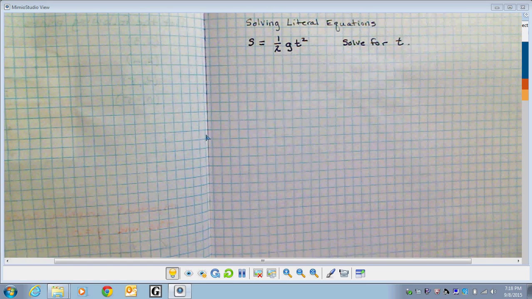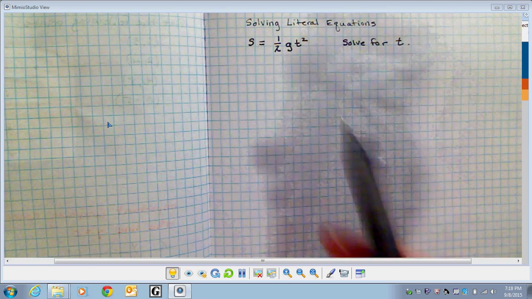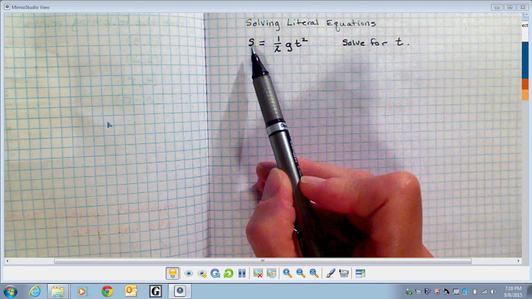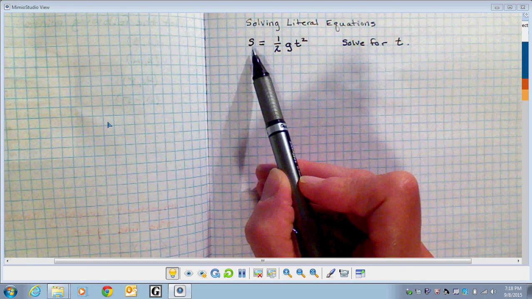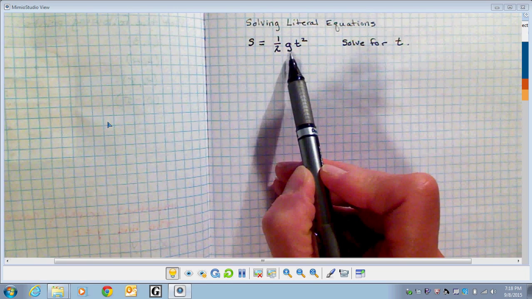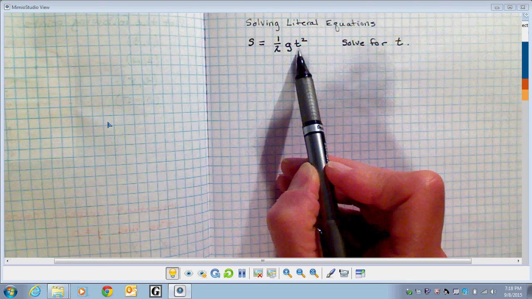We're going to look at this particular equation, which is used often in physics. It has to do with free fall of an object. So here, S represents distance, the distance in which an object is falling, and G is the gravitational pull of the Earth, and T is time.